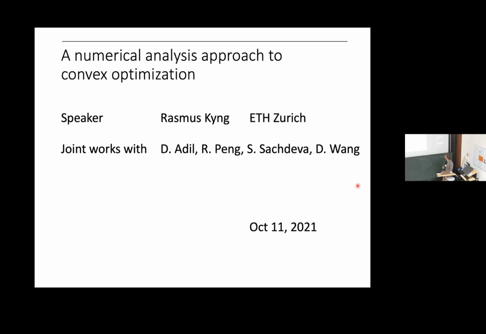Yeah, so I'm going to talk about a numerical analysis approach to convex optimization, which I guess means that I'm cheating by talking about continuous approaches to continuous optimization. But I think later this week, Aaron Sidford will talk about how to use some of these algorithms for some discrete optimization. So there will be a connection.